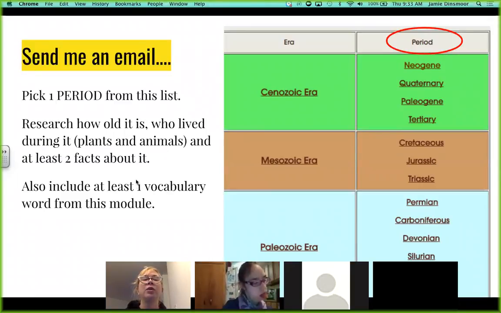And I want you to include at least one vocabulary word, which should be really easy because one of the vocabulary words is fossil. You can say, there was a fossil found in the Cretaceous period of this animal, and that's your vocab word. If you want to push yourself, try to use more vocab words. Try to talk about relative dating, absolute dating, fossils. You could even talk about the types of rock. Fossils are usually found in sedimentary rock, so you could always include that. If you want to challenge yourself, try to use 4 vocabulary words instead of 1.